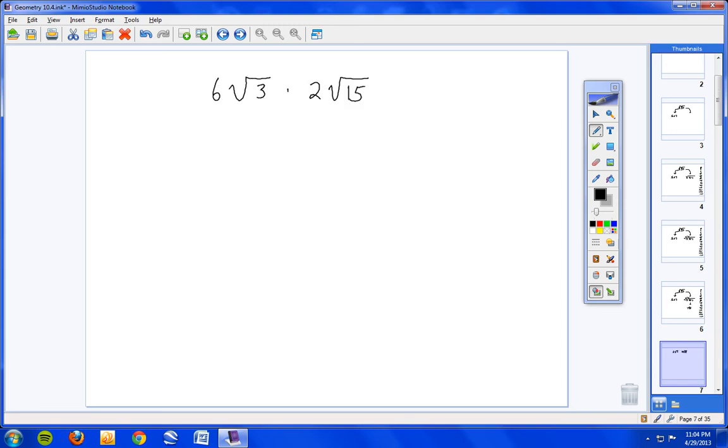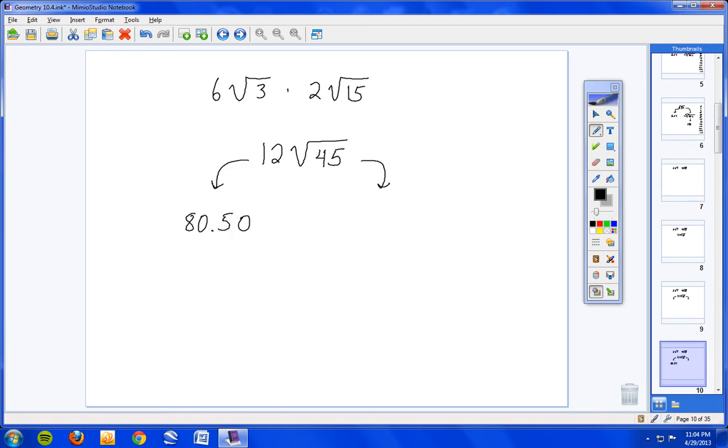Then we talked about multiplying radicals. 6 square root of 3 times 2 square root of 3. And we said multiply the outside times the outside and the inside times the inside. That's 12. 6 times 2 is 12. 3 times 15 is 45. Then if I asked you to solve that, you would type it into your calculator and you would get 80.50.